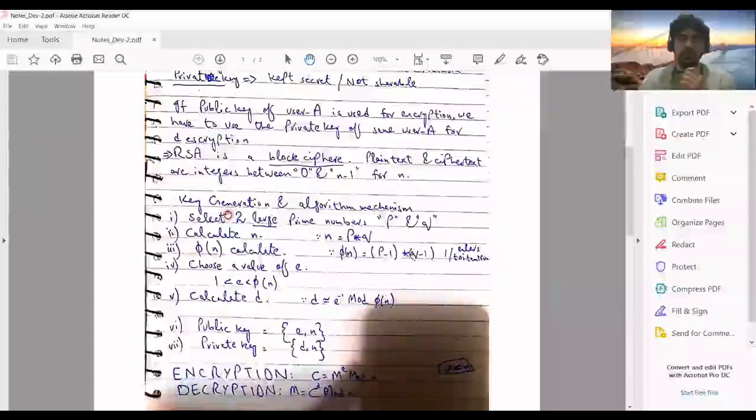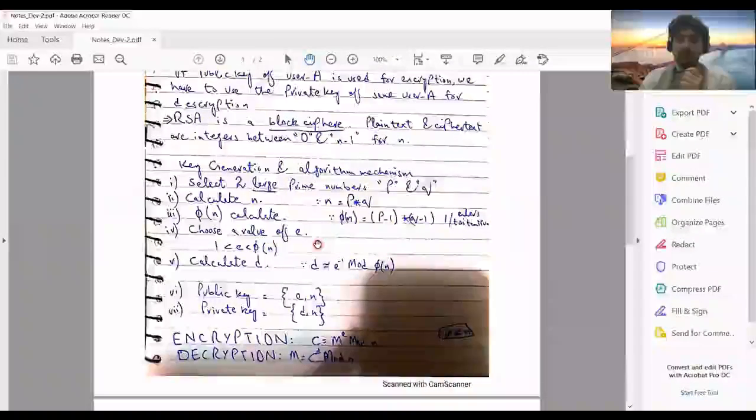Now let's talk about the RSA algorithm and how it works. First of all, we select two large prime numbers. We select large ones to make it unbreakable. After that, we calculate n by multiplying those prime numbers p and q. Then we find phi of n, which is p minus 1 into q minus 1. P and q are the same values that we took in step 1.